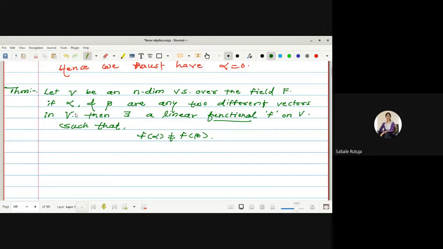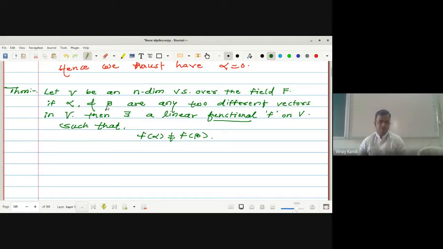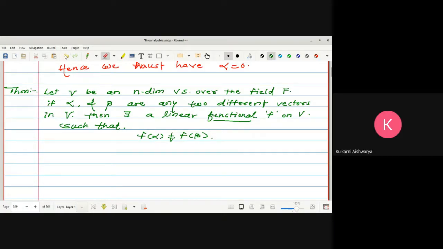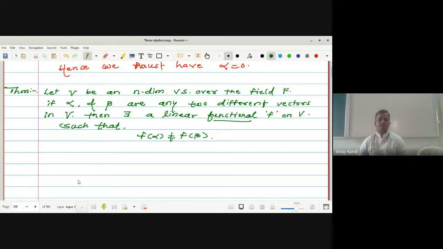Yes, sir. For the two different vectors alpha and beta, we have two different images in capital F, the field F. Okay, here the linear functionals means our codomain is small f, the function from vector space V over F to capital F. ओके, जर दोन डिफरंट वेक्टर्स असतील तर त्यांचे इमेजेस पण काय डिफरंट असतील. ऍटलिस्ट एक तरी तुमचा लिनियर फंक्शन असा एक्झिस्ट होईल जो काय असेल 1 1 असेल. इज इट करेक्ट? Yes, sir. Okay, 1 1 ची कंडिशन काय आहे? If alpha is not equal to beta, then f of alpha is not equal to f of beta.